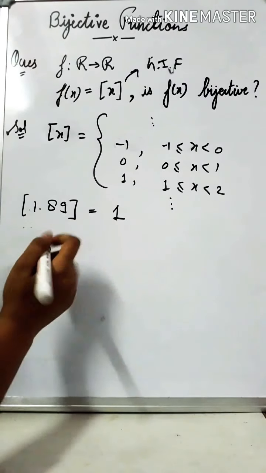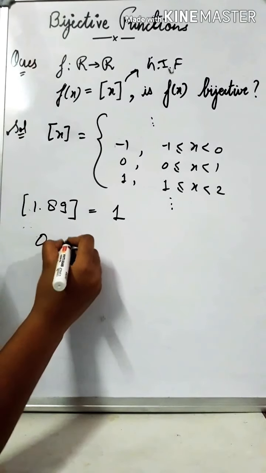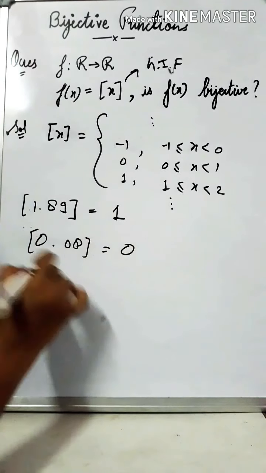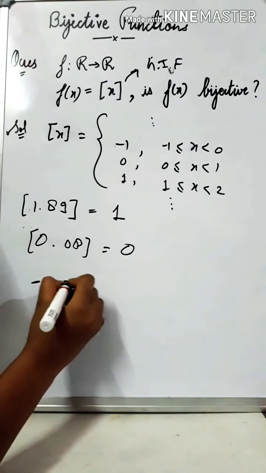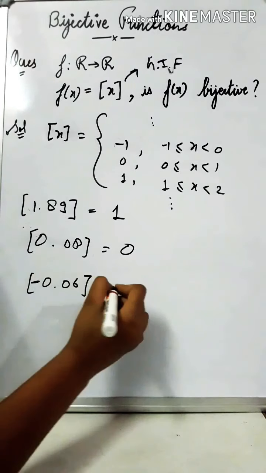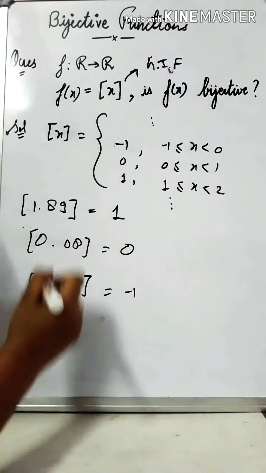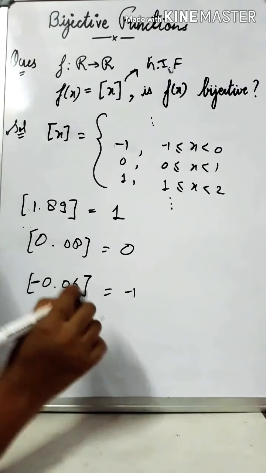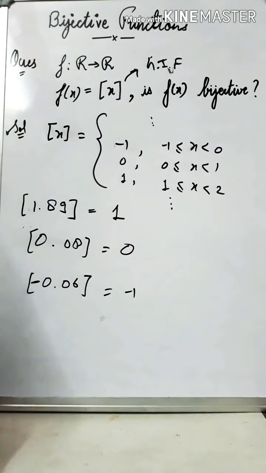Suppose it's 0.08. So your greatest integer function is going to be 0 only. Suppose it is minus of 0.06. So it's going to be -1 only, because what it is. Alright, so this is how greatest integer function works.